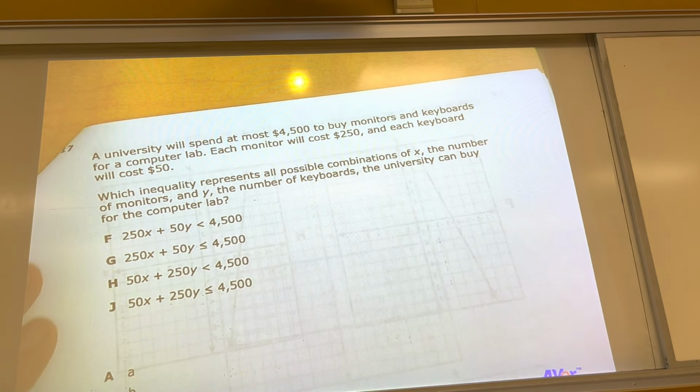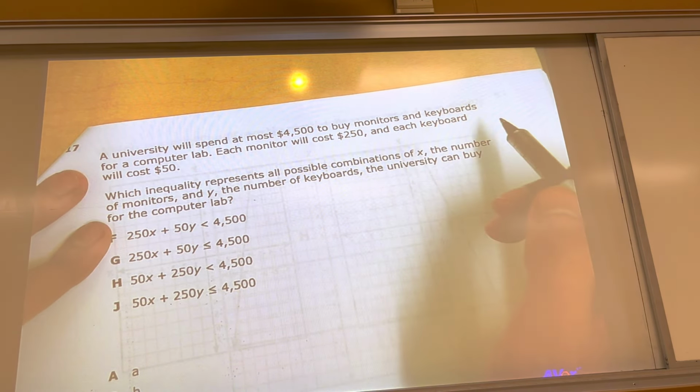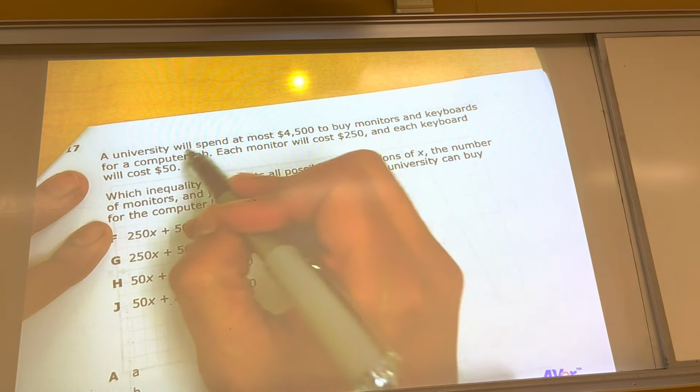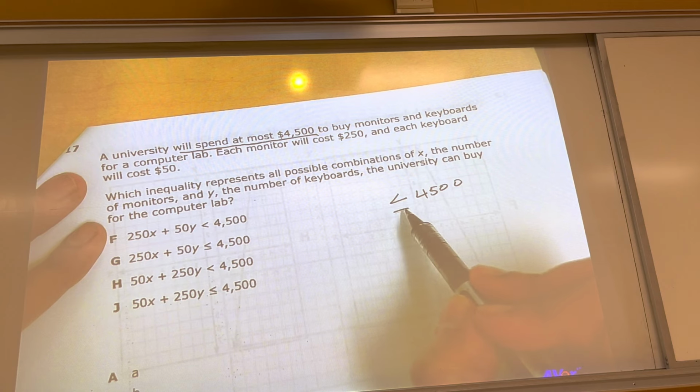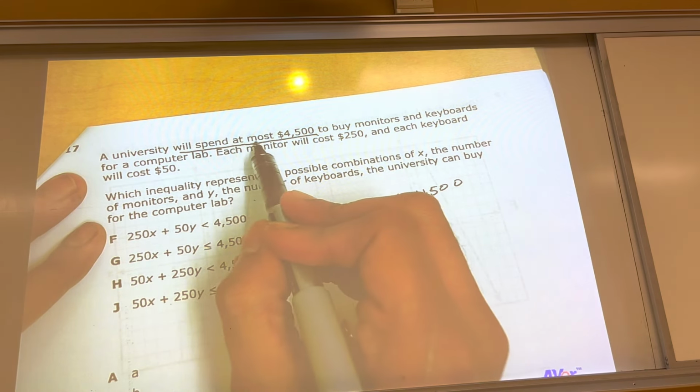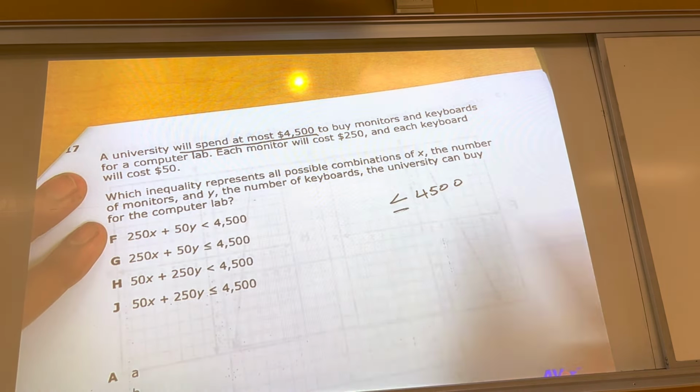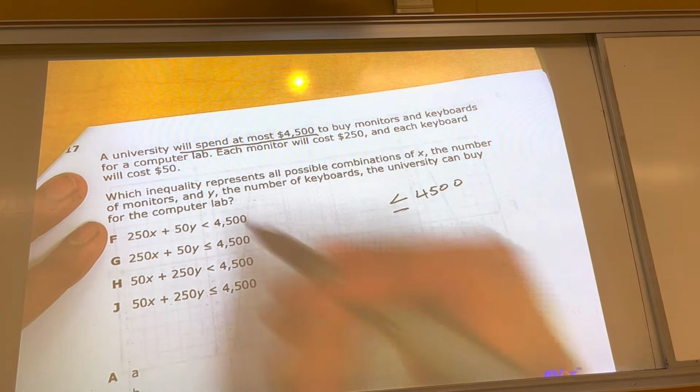17. Okay, so key thing here is that you need to make sure that it says will spend at most. So the question is, if it's spending at most 4,500, is 4,500 okay? Yes, 4,500 is okay, which means it has to be less than or equal to 4,500. Since 4,500 is okay, it can equal 4,500, which means you have to have the line under it. Spending 4,500 is okay. We'll spend at most 4,500. So it's not this one. It's not this one.